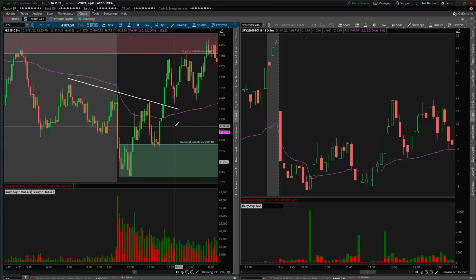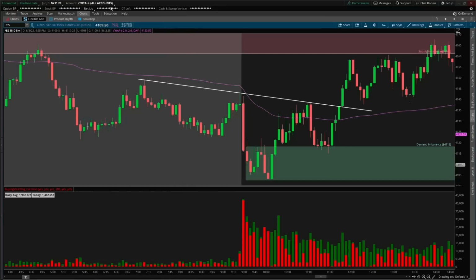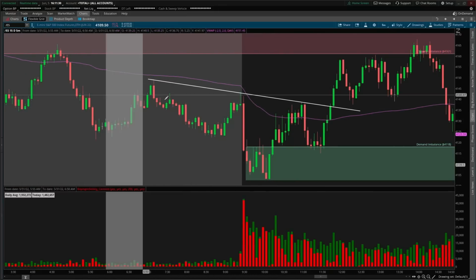To illustrate this point a little bit better, I've pulled up the S&P 500 right here. This is my favorite instrument to trade. And here we have a demand zone that formed intraday.